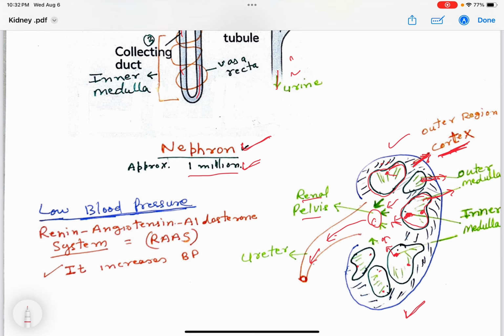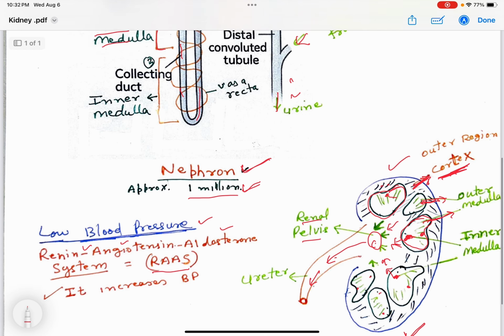The kidney works in this fashion. I have a separate video for the low blood pressure situation, how the kidney handles low blood pressure through the RAAS system, which increases the blood pressure. Basically, it stands for Renin-Angiotensin-Aldosterone System. So we'll talk about it in a separate lecture. For right now, that's all from my side.